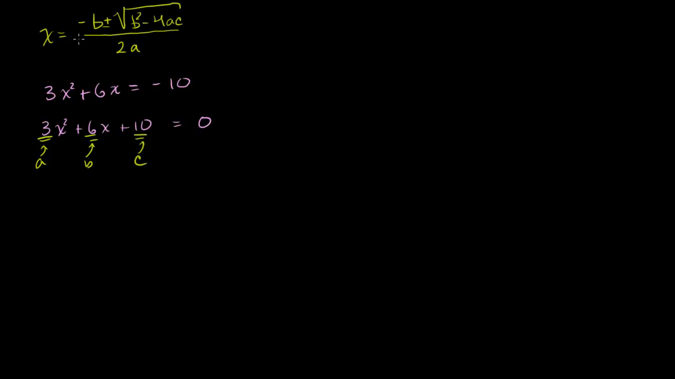So the quadratic formula tells us the solutions to this equation, the roots of this quadratic function, I guess we could call it. X is going to be equal to negative b. B is 6. So negative 6 plus or minus the square root of b squared. B is 6. So we get 6 squared minus 4 times a, which is 3, times c, which is 10. Stretch out the radical a little bit. All of that over 2 times a. 2 times 3.